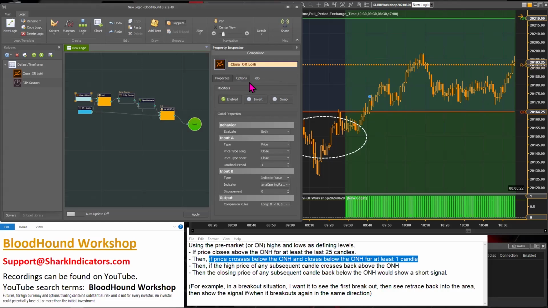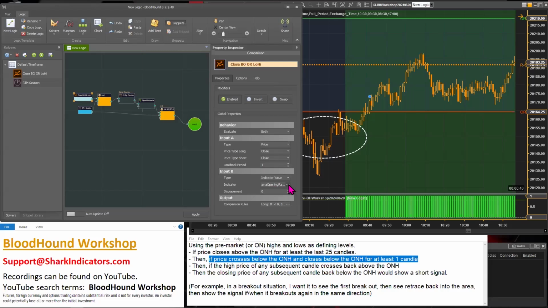Actually, I'm going to modify this. All right, so this is the close breaking out of the opening range. I'm going to make a copy of this node because it already has the opening range indicator set up inside of it. By making a copy, I'm also copying the settings of the indicator exactly.